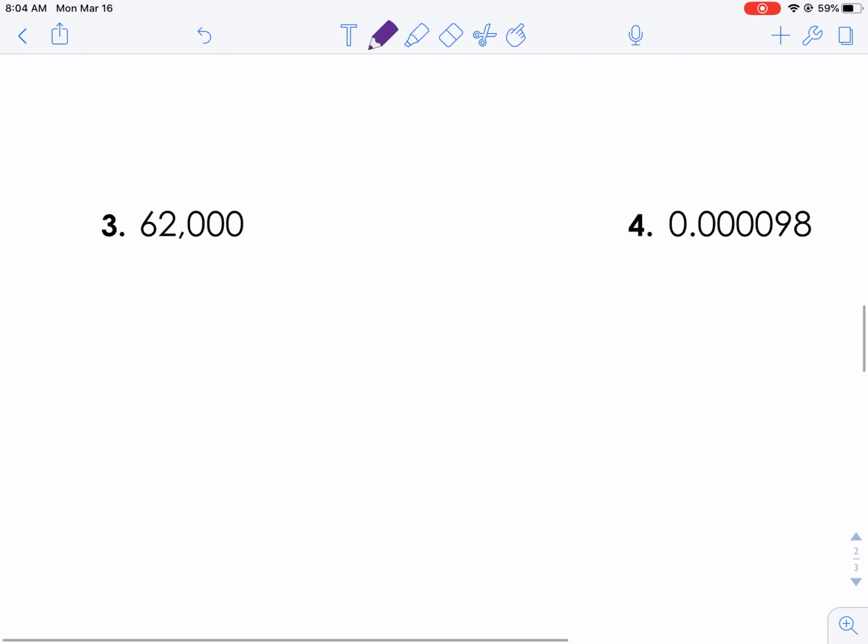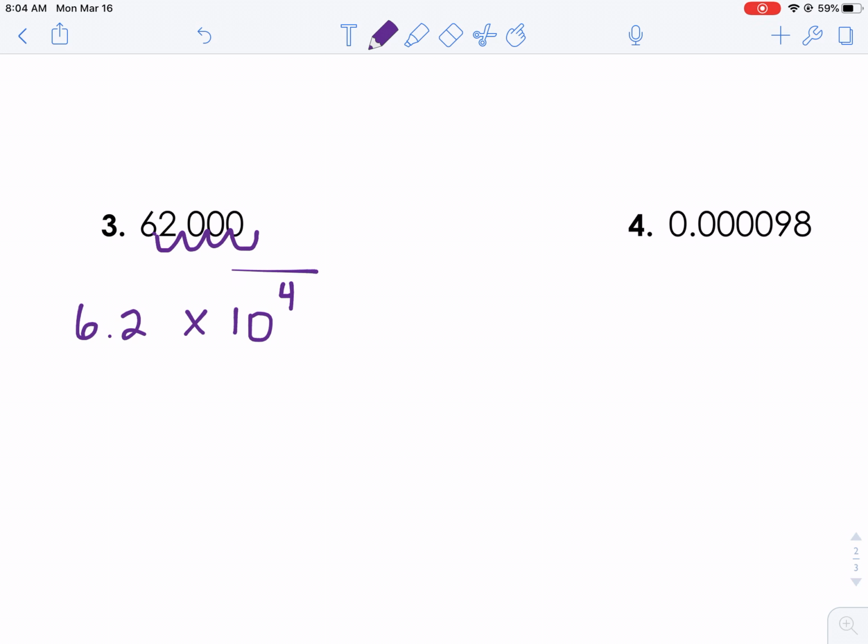In example 3, we have the number 62,000. Our decimal is going to go between the 6 and the 2 because 6.2 is between 1 and 10. And then we'll have times 10 to the something. Our decimal needs to go from the end of the number to between the 6 and the 2. So it would need to move 1, 2, 3, 4 times. So that would be 6.2 times 10 to the 4th.